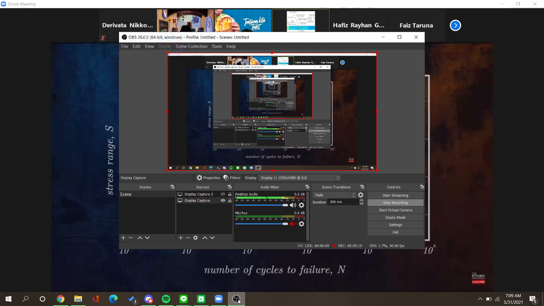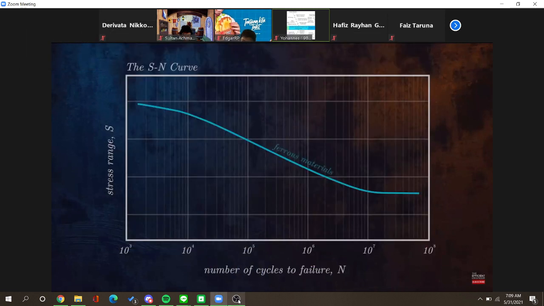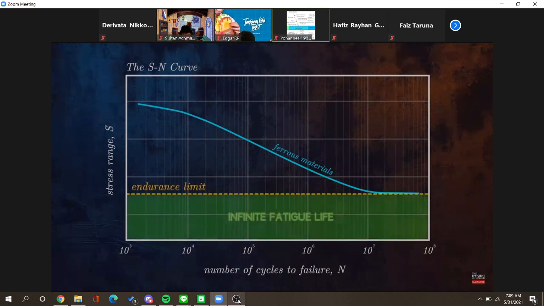For some materials, and in particular for ferrous materials, it is important to note that the SN curve at a very large number of cycles becomes a horizontal line. This is known as the endurance limit. Theoretically, the component could be cycled at stress ranges below this level forever, and it will never fail due to fatigue. This makes the endurance limit an important fatigue design parameter.